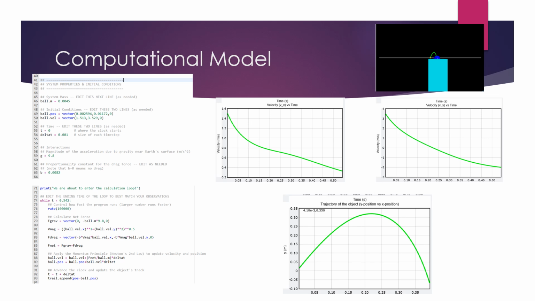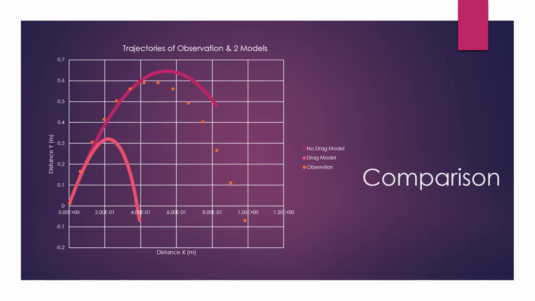And then on the right over here we have showing how the velocity in the x and y directions changed over time, as well as that trajectory motion that is what we were looking for. And the top right shows what the model actually gave. Comparison between the two computational models, the one without drag being the top line, the one with drag being the very bottom line, and our observation being the middle line with only a few dots.